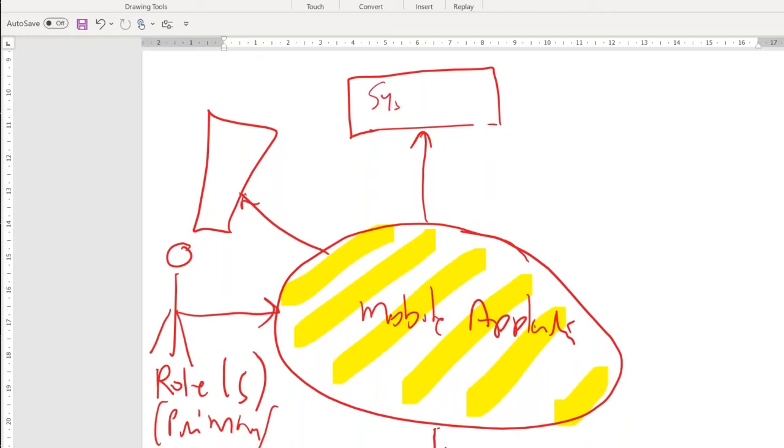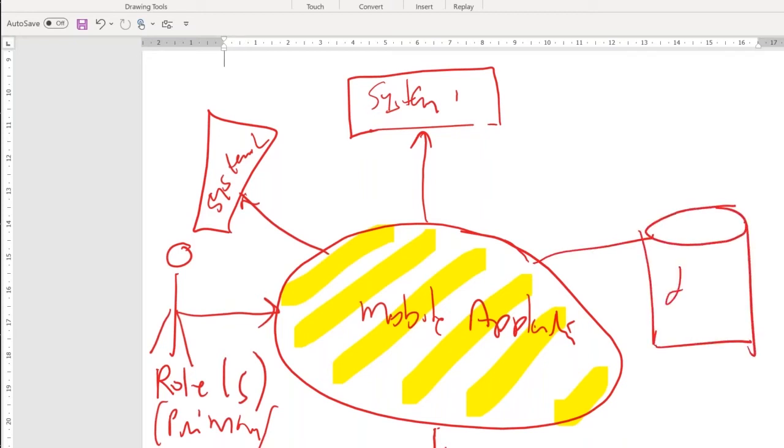Once you know what are the different systems that are connected to this system in question, system 2, let's say, system 3, or system N, the next step is, where does the data get stored? And this is a sign for a database. Let's say the client database. Where does the data get stored?